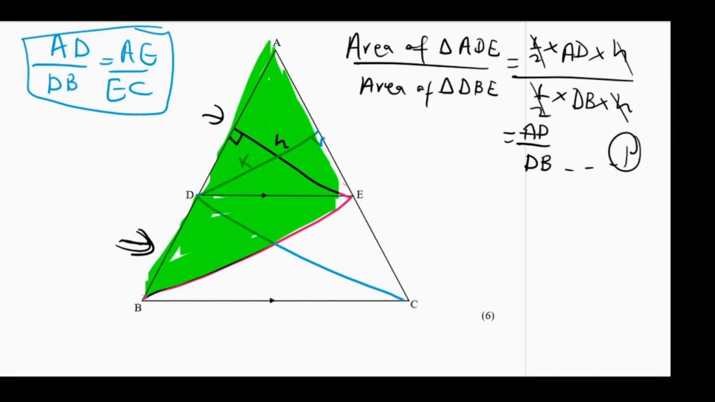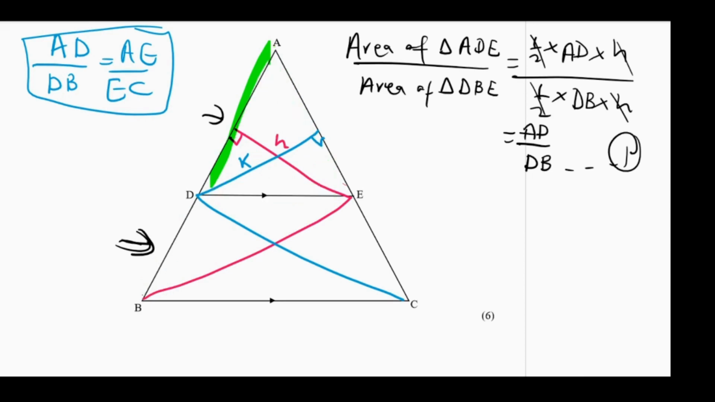So this is the first part. Now let's do the second part. We're going to look at the blue line now, and find the areas of this section here and this section here. Let me just cover everything in this top triangle, because the base is AE.